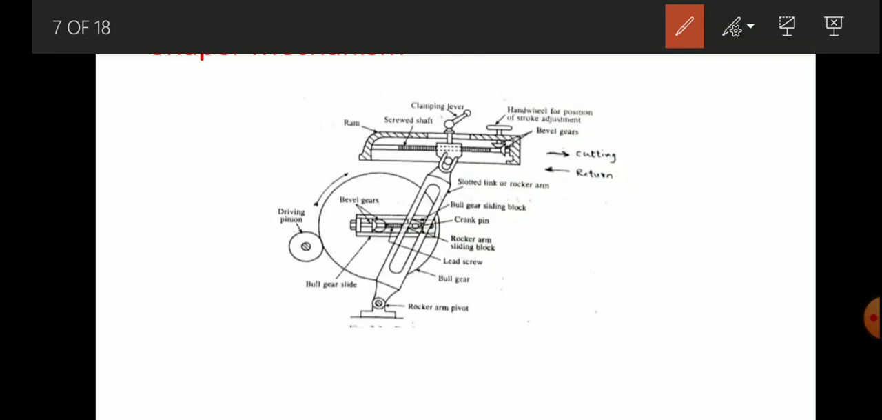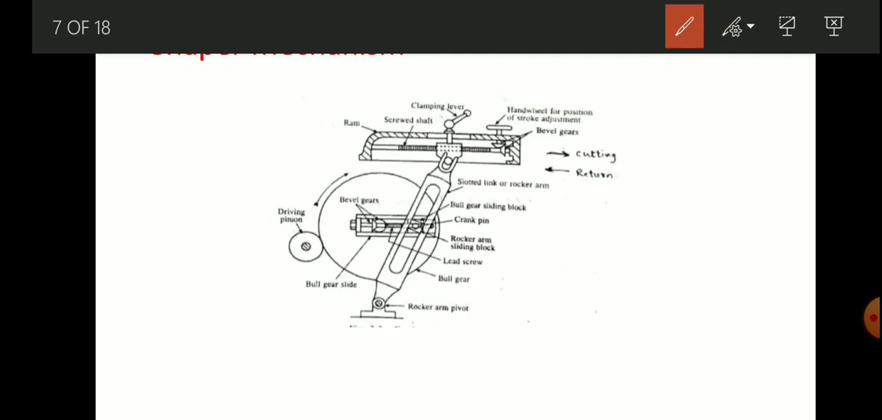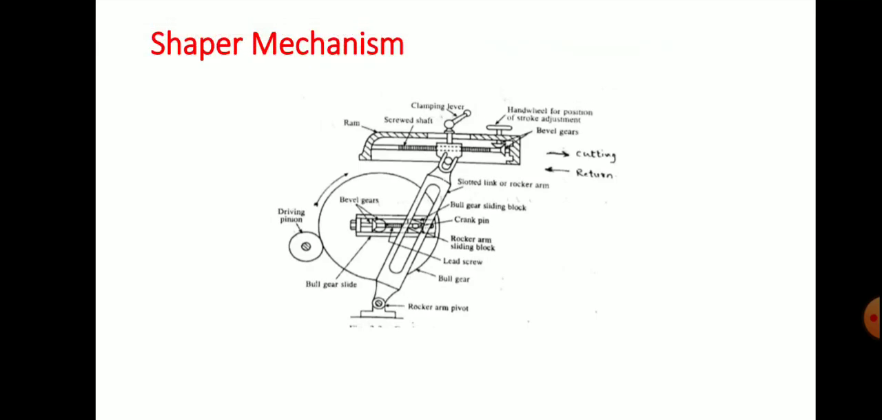When the bull gear rotates, the sliding block in the rocker arm slides up and down, hence giving the rocking movement to the arm, or reciprocating movement to the arm. Then the rotary motion is converted into reciprocating motion of the arm. So this was the simple mechanism of the shaper machine. Now we will see the Whitworth quick return mechanism.